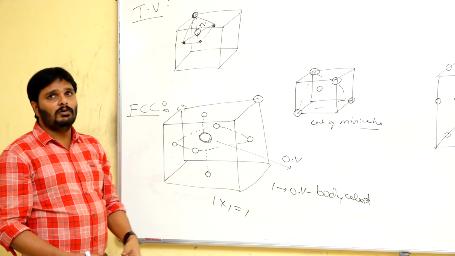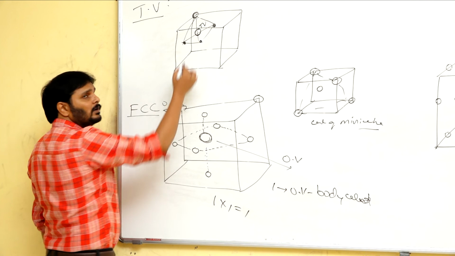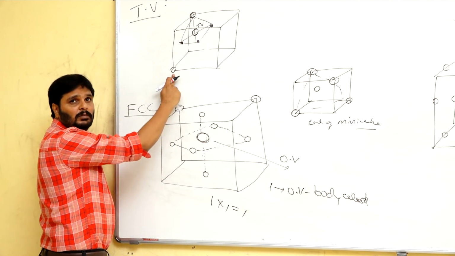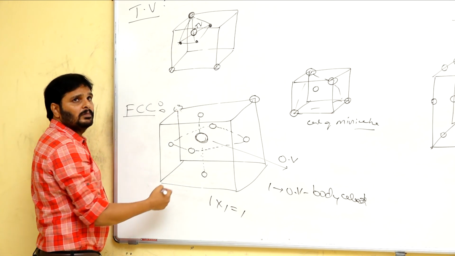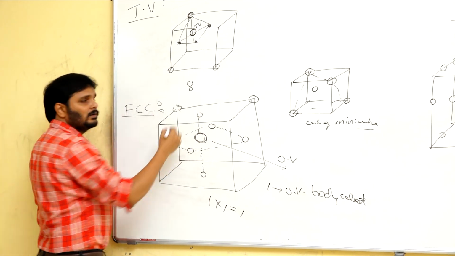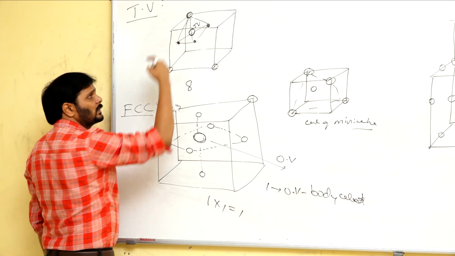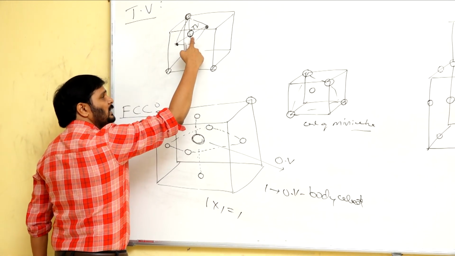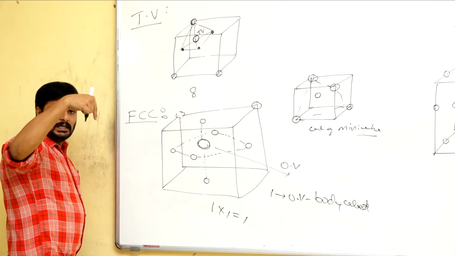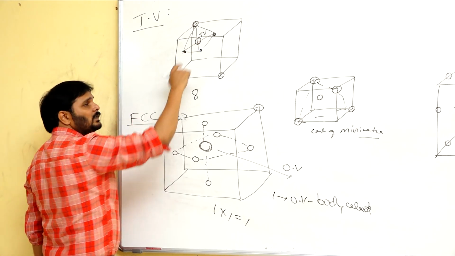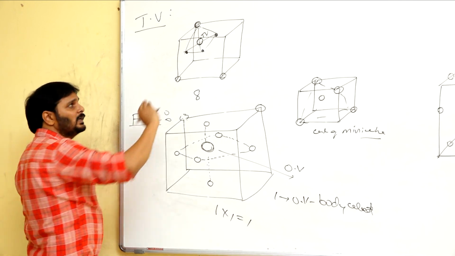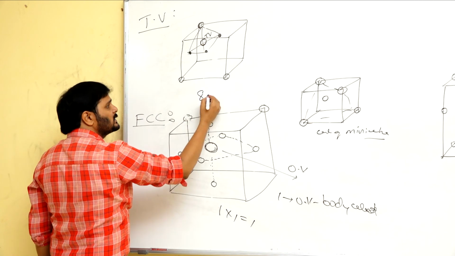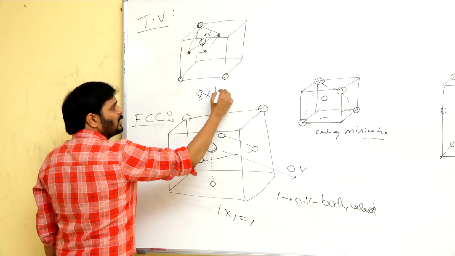So in total, how many corners do you have? 8 corners. This is also a corner atom. It can form one more tetrahedral void. Like this, we have 8 corners. The tetrahedral void is formed only at the center of the cube and is not involved in any sharing, and hence 8 into 1 equals 8.